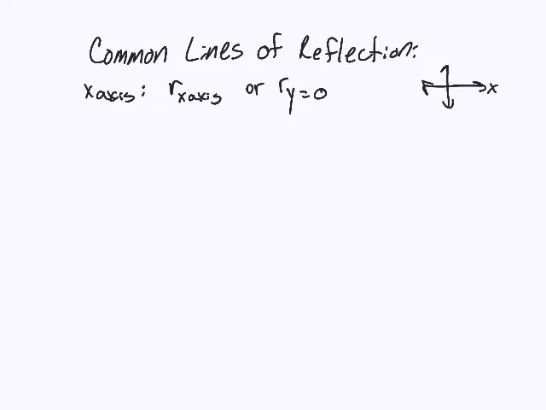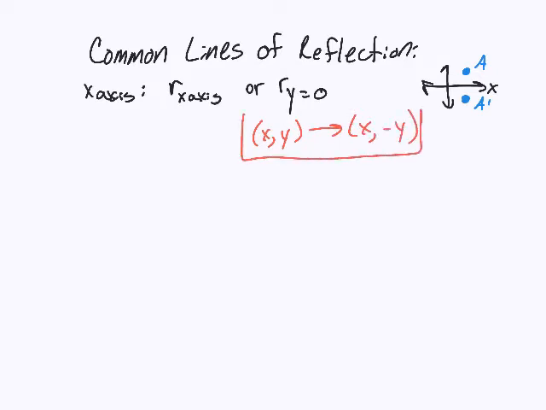Let's say I have a point A and I reflect it over the x-axis. I'm now at A prime. If you look at that intuitively, the only thing that changes is the y value. The x value stays in the same spot. It's still this distance away from the y-axis. So the rule is going to be x, y will map to x, negative y. Okay, that's for the x-axis.